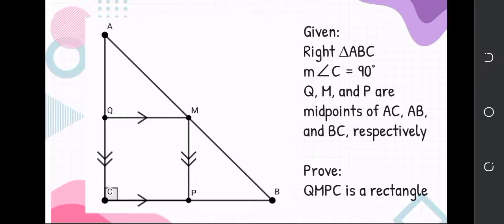Now to put the markings, we are given that the measurement of angle C is 90 degrees. As we can see, there's an indicator in the figure, and we put marks in the middle of their respective line segments. Q is the midpoint of AC, M is the midpoint of AB, P is the midpoint of BC. And we have to prove that QMPC is a rectangle.